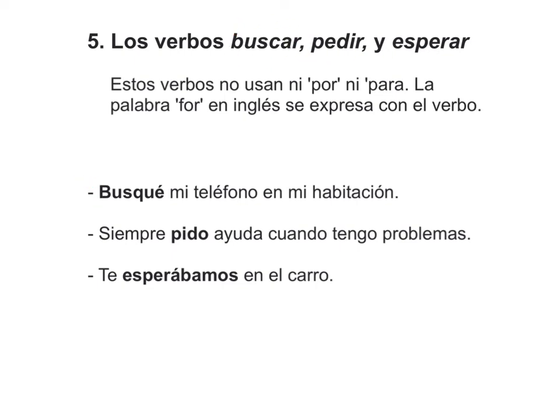So, por ejemplo, tenemos busqué mi teléfono en mi habitación. I searched for, so no por or para after it. I searched for my telephone in my room. Número 2, siempre pido ayuda cuando tengo problemas. I always ask for help when I have problems. Y por fin tenemos, te esperábamos en el carro. We were waiting for you in the car. So esto es un repaso de los usos de por y para.